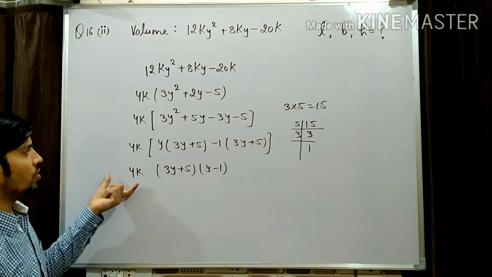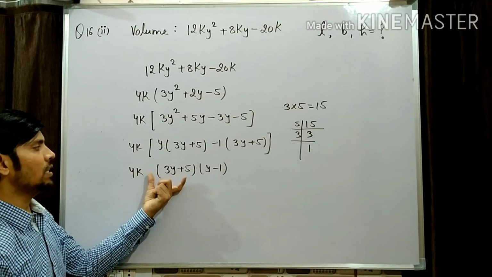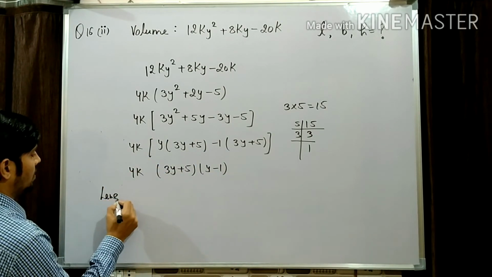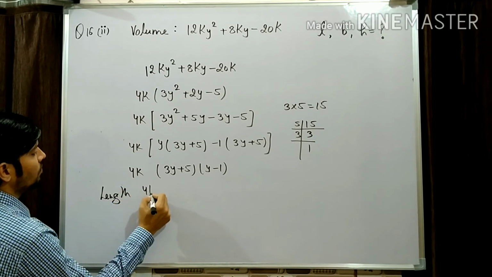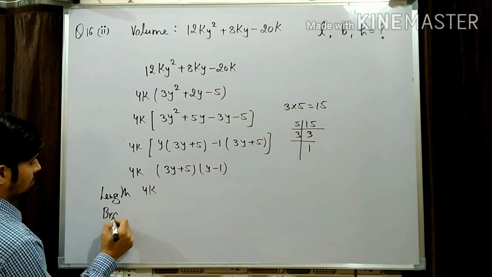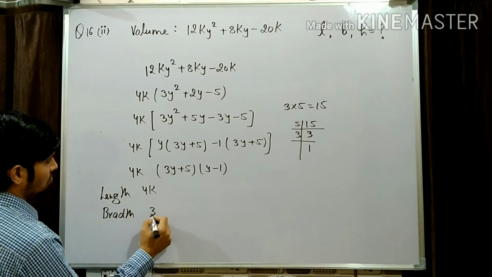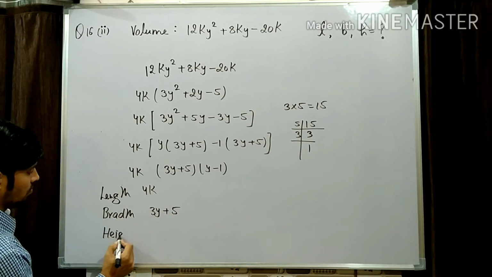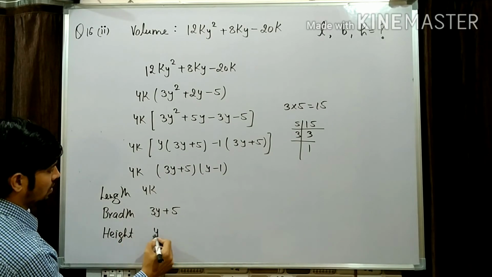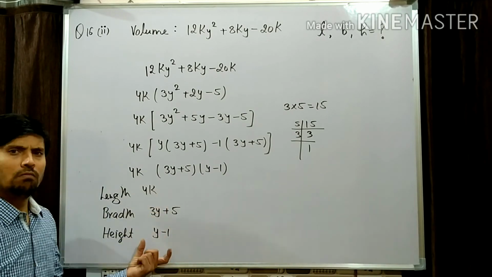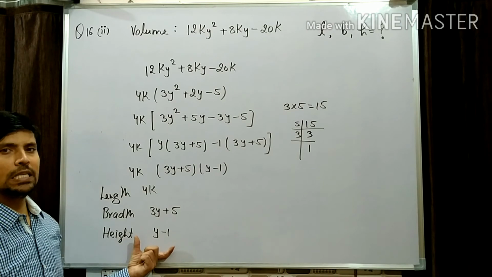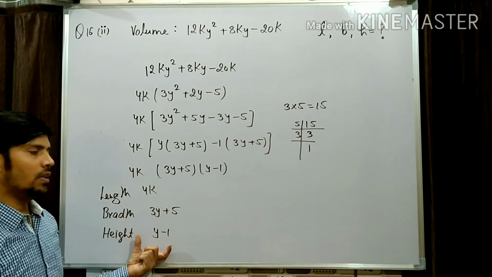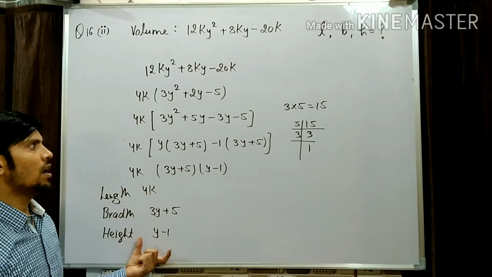So we can assume one is length, one is breadth and one is height. Length we can assume 4k, breadth we can assume this, and the height we can assume this. It depends on your choice. One you can say is length, the second one you can say is breadth, and the last and third one you can say is height.